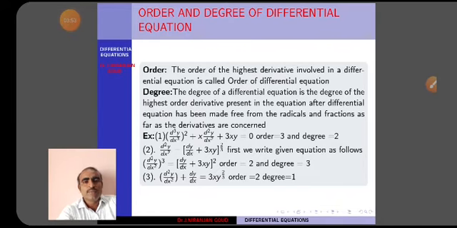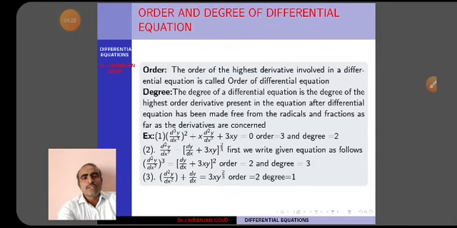Observe the second example: d square y by dx square is equal to (dy by dx plus 3xy) whole power 2 by 3. So we have the power of dy by dx plus 3xy as 2 by 3. It's fractional, so we have to make this differential equation free from radicals and fractions. To do that, raise both sides to the power 3. You will get (d square y by dx square) whole cube is equal to (dy by dx plus 3xy) whole square.